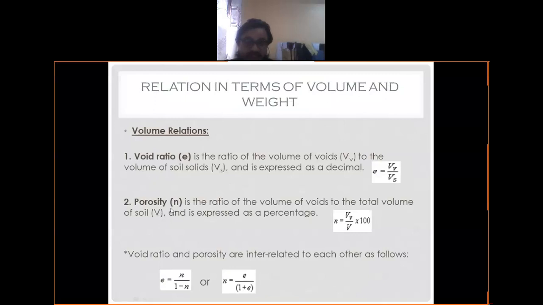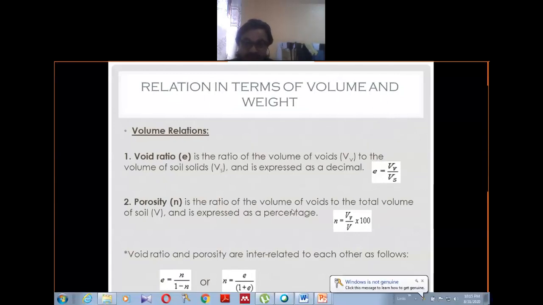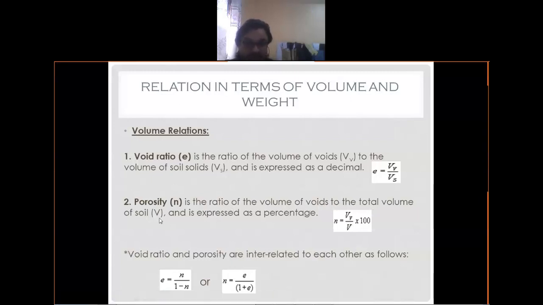Okay. So next we'll discuss porosity. Porosity is denoted by small n. By definition, it is the ratio of the volume of voids to the total volume of soil. Mind it, the total volume is denoted by capital V, and it is expressed as a percentage, because it is multiplied by 100. So the mathematical representation is small n equals Vv by capital V multiplied by 100.